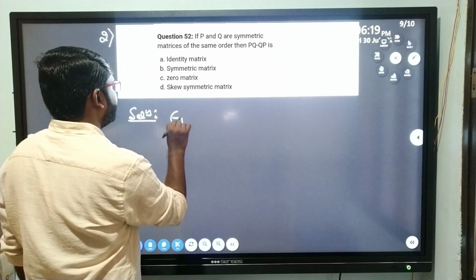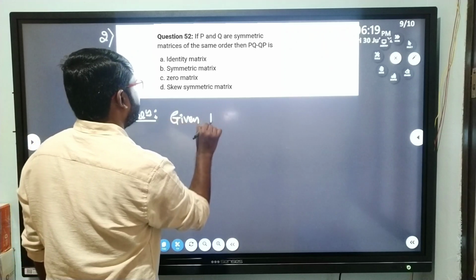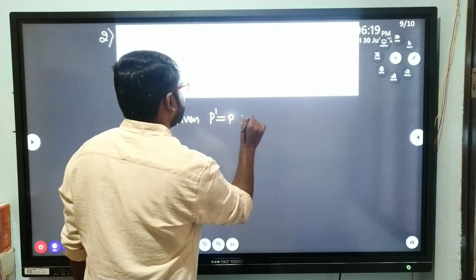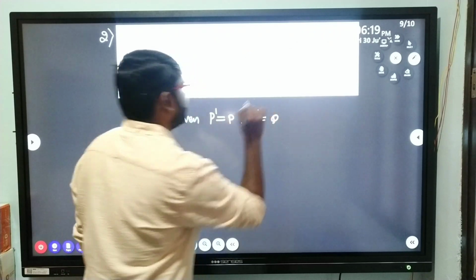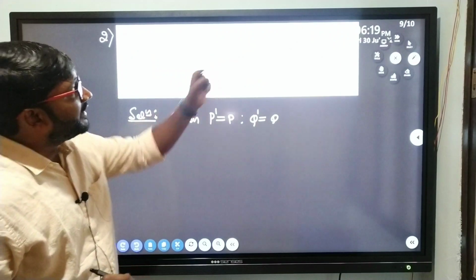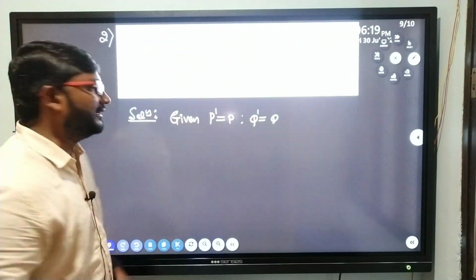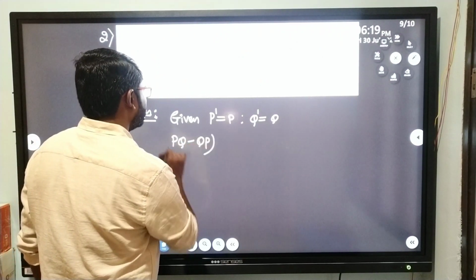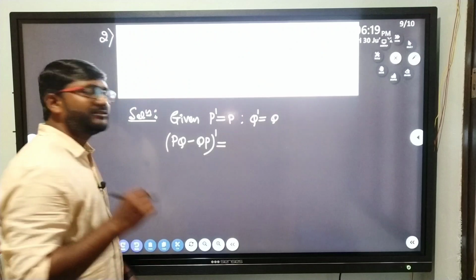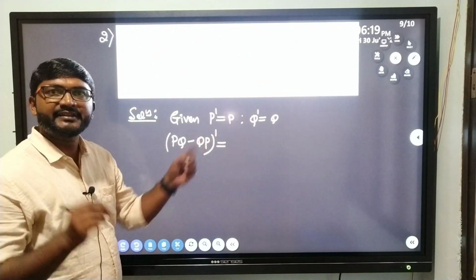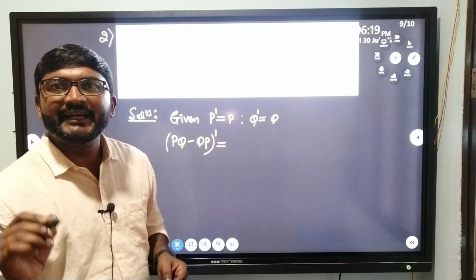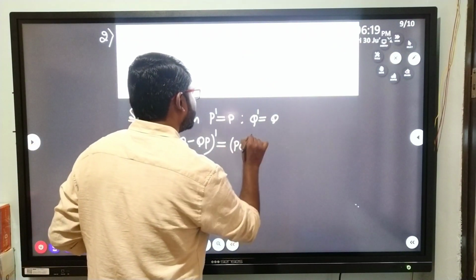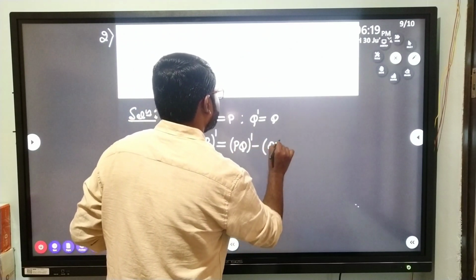Given: P and Q are symmetric matrices of the same order. P dash is equal to P and Q dash is equal to Q. This has been given. Now we will have to find PQ minus QP. So now PQ minus QP, the transpose, the whole dash. Now this is there in the form of A minus B the whole dash. A minus B the whole dash is nothing but A dash minus B dash. So here A will be PQ, PQ the whole dash minus QP the whole dash.